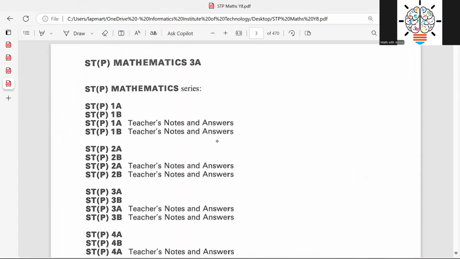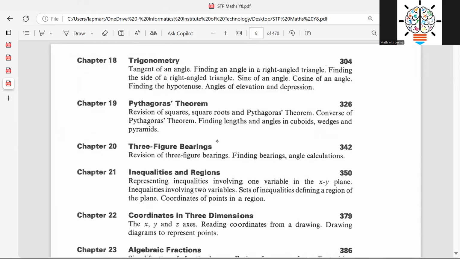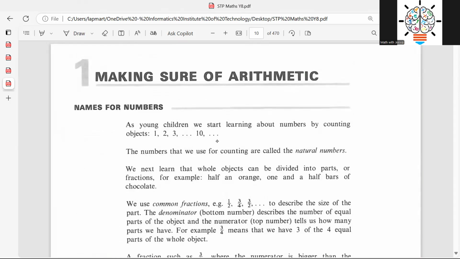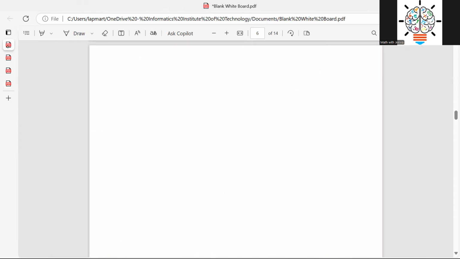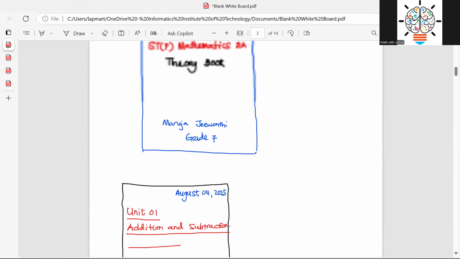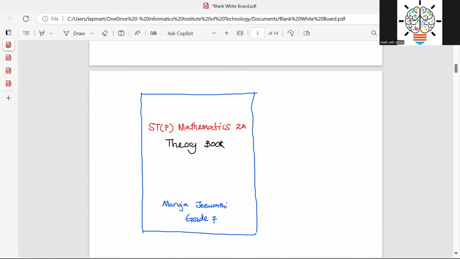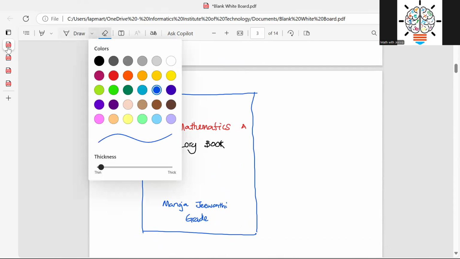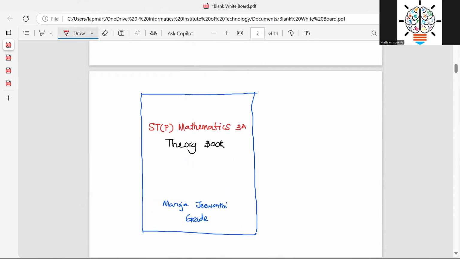So the first topic we are going to learn here is making sure of arithmetic. So this is the first topic, and everyone please take your theory books and go to the first page. You take the theory book, turn the pages, and you go to the first page. On the first page, you start writing something like this, right? You just write STP Mathematics 3A. This is your theory book, and you write your name, and you write here it is grade 8. So the first page of your theory book should be like this.